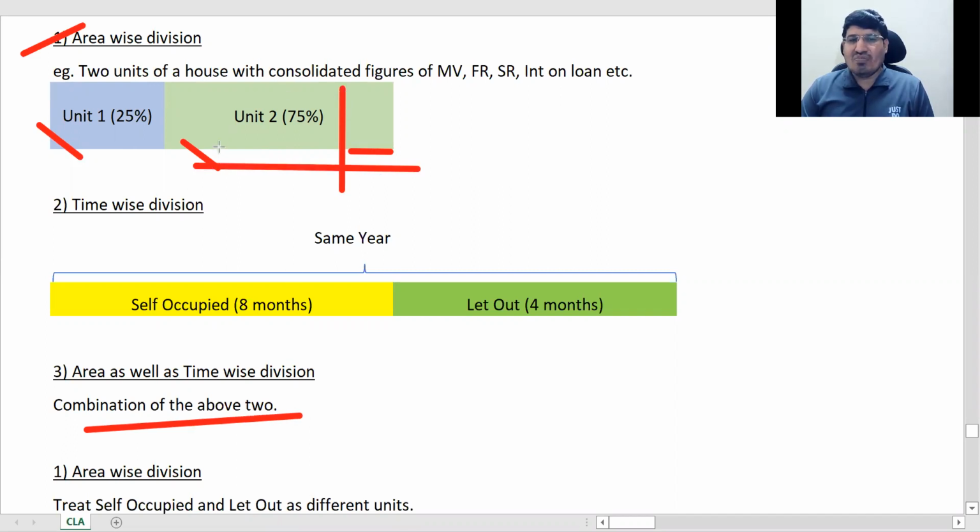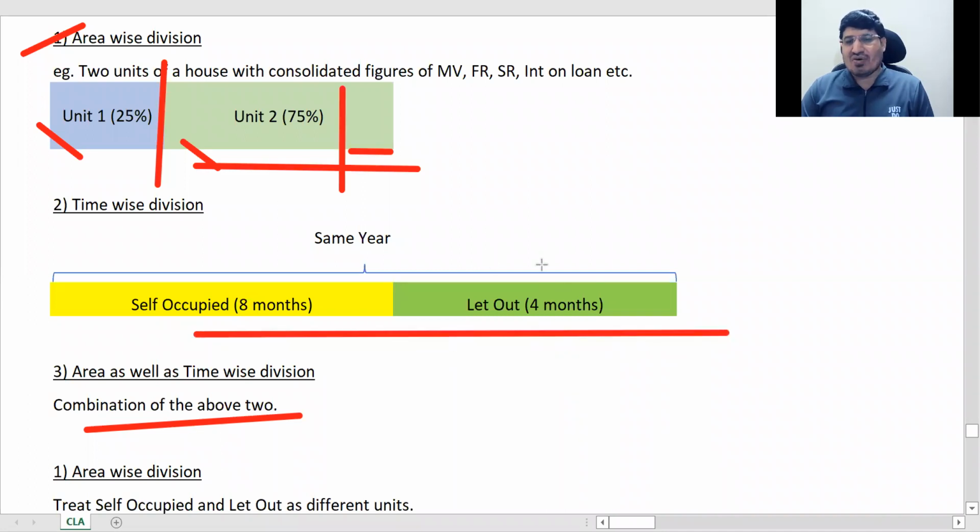So even if it's a combination, there's no problem. Just do area-wise division first, then you will get unit 1 and unit 2. Then for unit 2, consider it as fully let out. That's all. Unit 2 you will assess as fully let out, even if it is let out for 1 month.